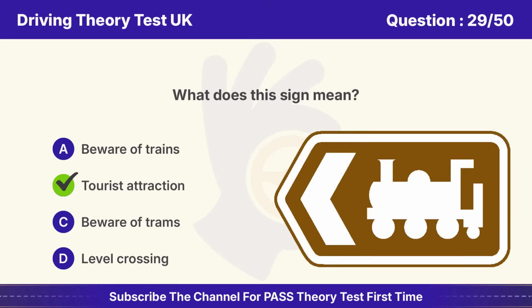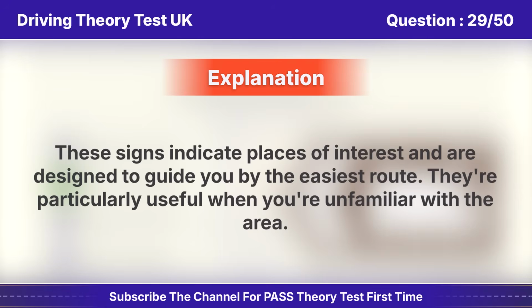Answer is B. Tourist attraction. These signs indicate places of interest and are designed to guide you by the easiest route. They're particularly useful when you're unfamiliar with the area.